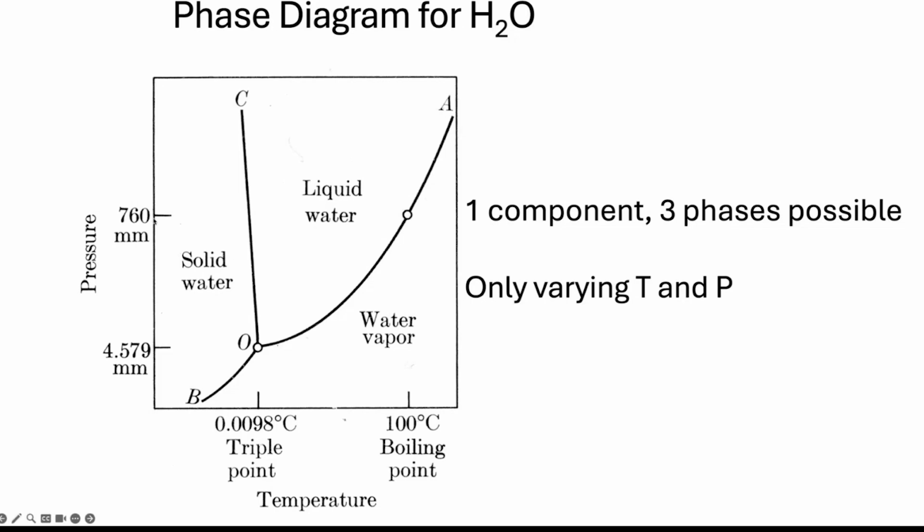Right here we are at the surface of the Earth. We've got 760 millimeters of pressure. So if it gets too cold, like 0 degrees centigrade, it'll turn into solid water. And most of the time we have liquid water, and of course we can boil it with a higher temperature. Very simple phase diagram.